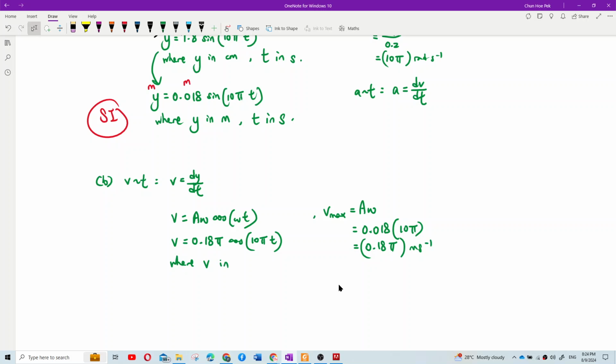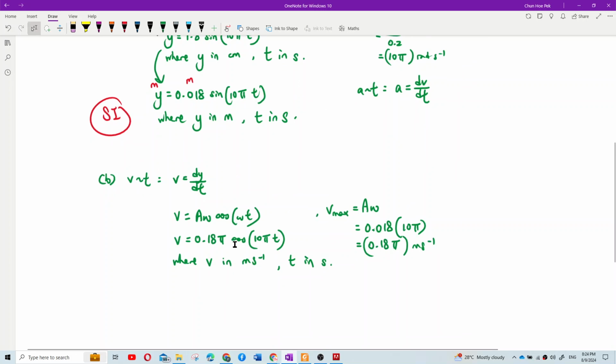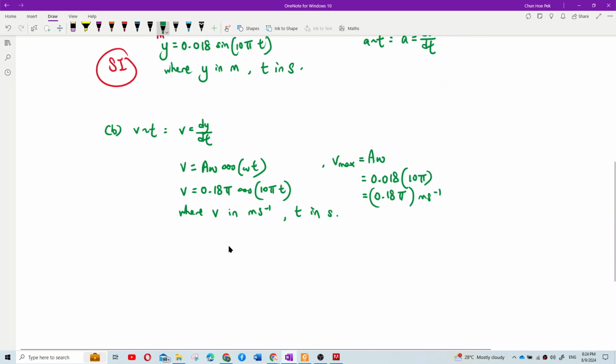V in meter per second, in SI unit, because I just now changed the amplitude to meter already, isn't it? So now everything is in SI unit. Here the time is in second. Okay, that's it. And then the next one is about the acceleration time equation.